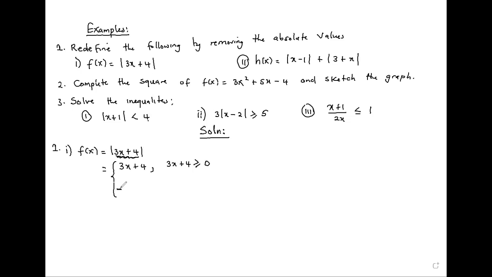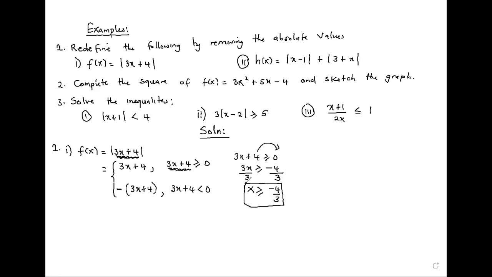Then you put a negative and copy it the same way it is inside here: 3x plus 4, close, comma, the same way it is appearing here, 3x plus 4 less than 0. Then you solve for this inequality. What is 3x plus 4 greater or equal to 0? Take this to the other side. You have 3x is greater or equal to negative 4. Divide by 3, divide by 3. So x is greater or equal to negative 4 over 3.